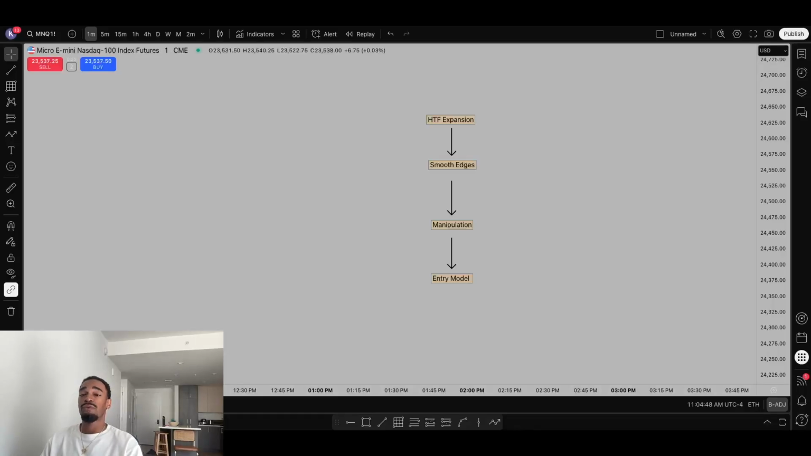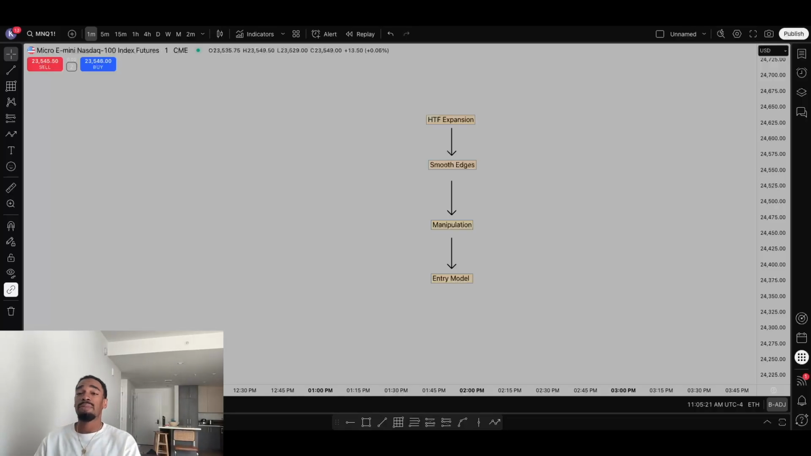All right, so first and foremost, we want to identify where the higher time frame is expected to expand to. This is the most important part of my strategy personally, because without being able to identify clearly where the higher time frame is expected to expand to, then I feel like I'm just trading for pattern's sake, and that's where I get in most of my trouble. My best trades come when they are in flow with the higher time frame draw on liquidity.